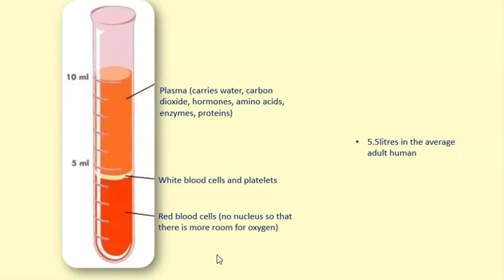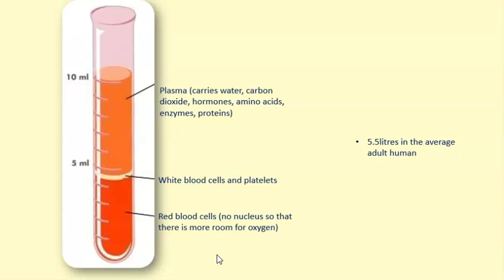Now, what the diagram represents, if you spin blood really quickly, it's called centrifugation, the blood will split into different sections. You'll get the red blood cells at the bottom, you'll get the white blood cells and the platelets in the middle, and then you will get the plasma at the top. So that is what that diagram shows. So we're first of all going to talk about the red blood cells. Now you have to know what each part does.